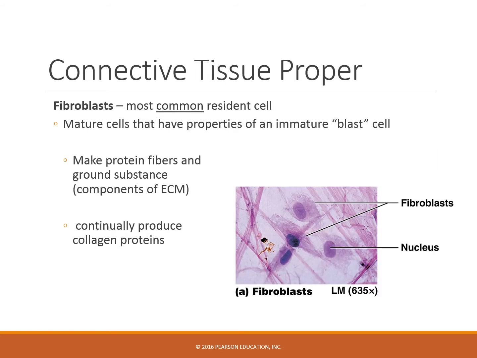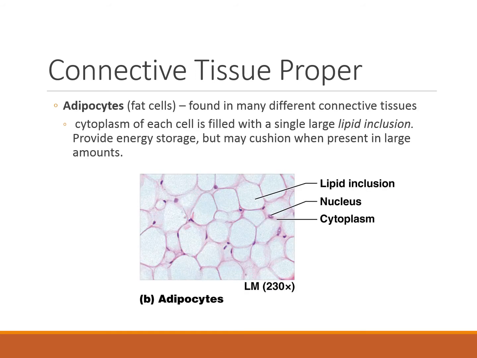Fibroblasts are the most common resident cell. They are mature cells that have the properties of an immature cell, which we'll call a blast cell. Fibroblasts make protein fibers and ground substance, the components of the ECM in a connective tissue. As long as they're alive, they will continually produce collagen fibers. Adipocytes, or fat cells, are resident cells found in many different connective tissues. The cytoplasm of each cell is filled with a single large lipid inclusion, like this one.